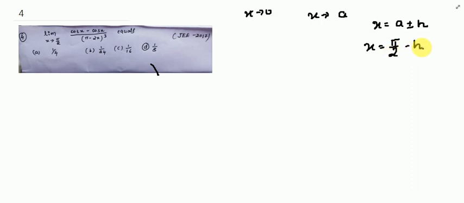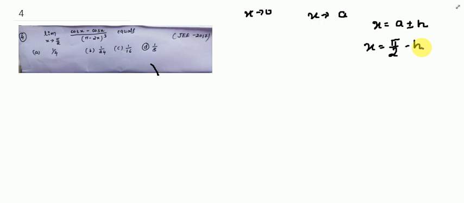One more important hint: if the problem is x tends to 0, then no problem. If it is other than x tends to 0, for example x tends to a, then you consider x equal to a plus or minus h. Depending on the problem, it will be plus h or minus h. Here x is tending to pi by 2, therefore let me consider x equal to pi by 2 minus h.